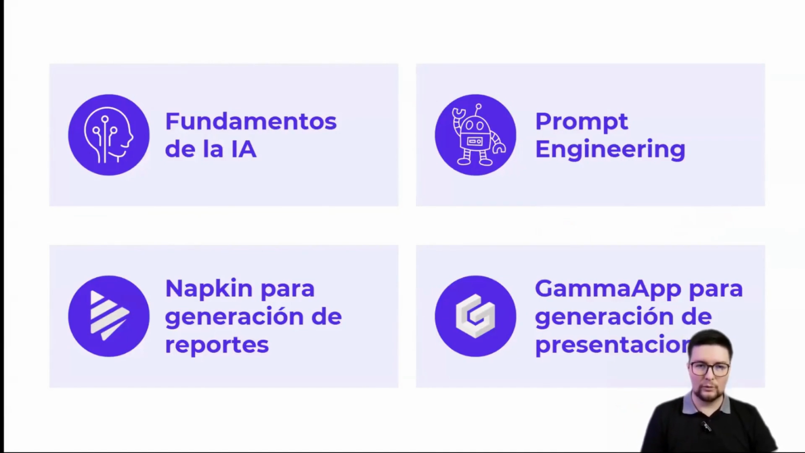Again, we go over the fundamentals of artificial intelligence. We have a whole module focused on prompt engineering and prompt engineering exercises. This course is very hands-on, and with it we use 2 artificial intelligence tools, one called Napkin for generating reports, and another called Gamma App for creating presentations, alright?